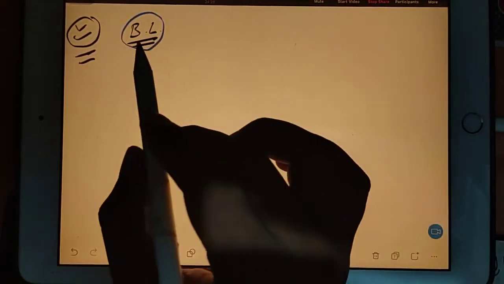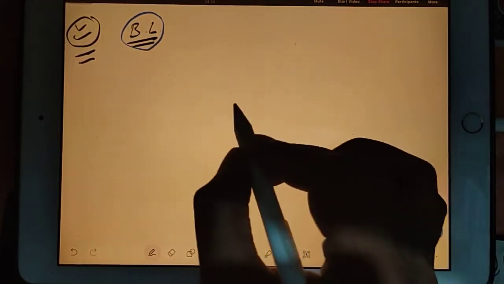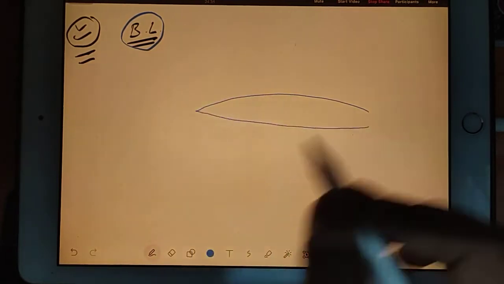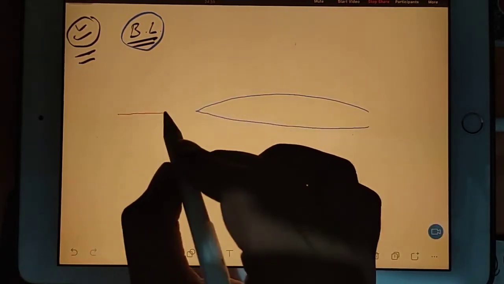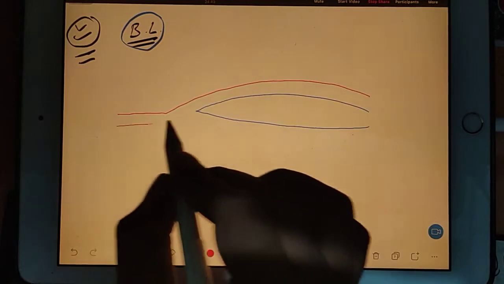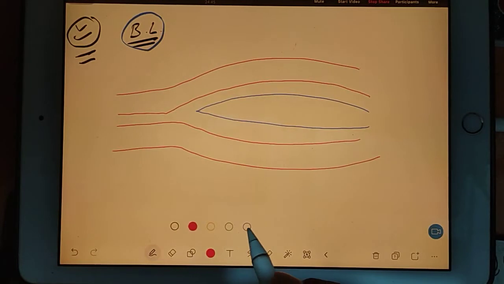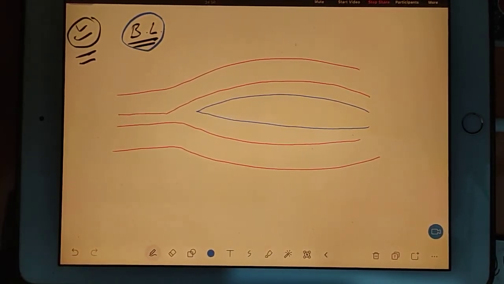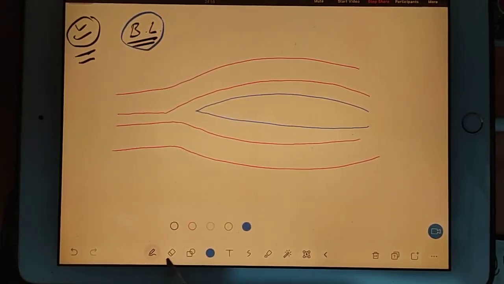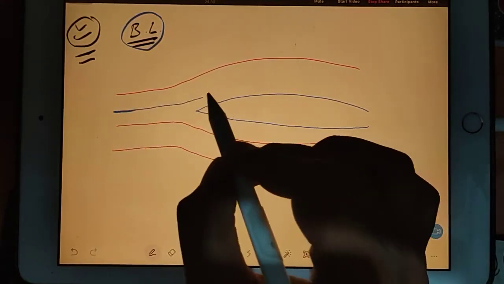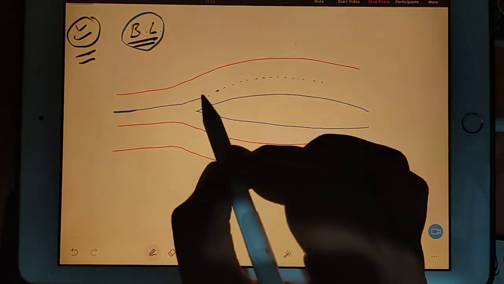So see, whenever, imagine this is any kind of plate and any flow is going over the plate like this. This is the diagram we draw theoretically to explain, but this is not the real diagram. The real diagram is this red line, which will actually go like this. We are expecting it should go like this, but it will go like this.